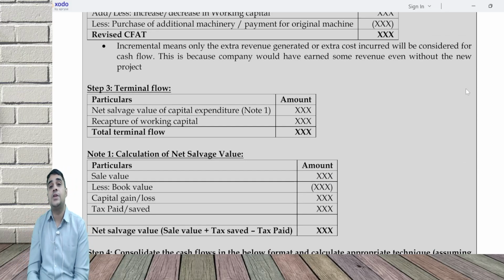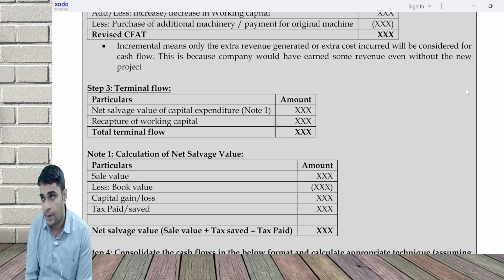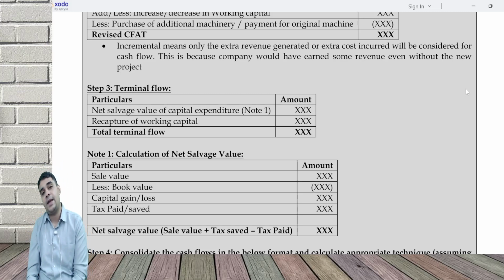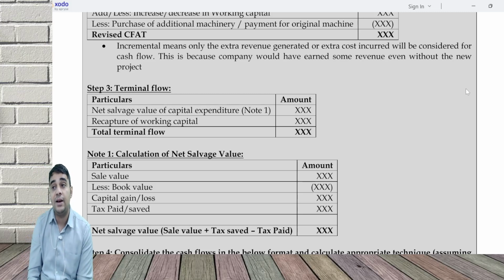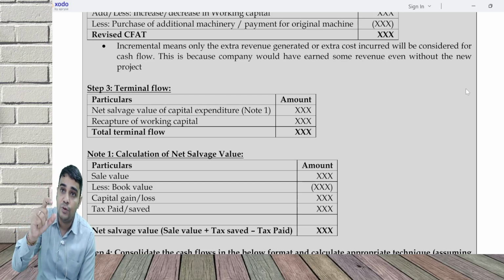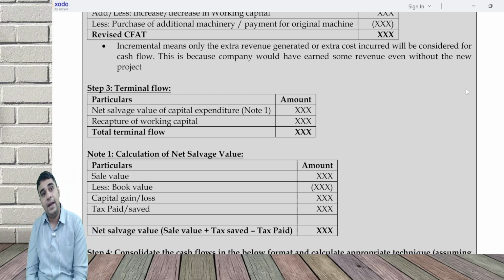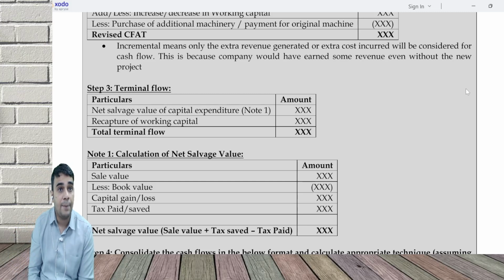Then terminal flow is equal to net salvage value, recapture of working capital. Net salvage value is comparing sale value with book value, which can lead to capital gain or capital loss. There can be a tax paid or tax saved, and you leave a line and write net salvage value. An organization has zero sale value, but it can have NSV. It can have NSV because of capital gain or capital loss.